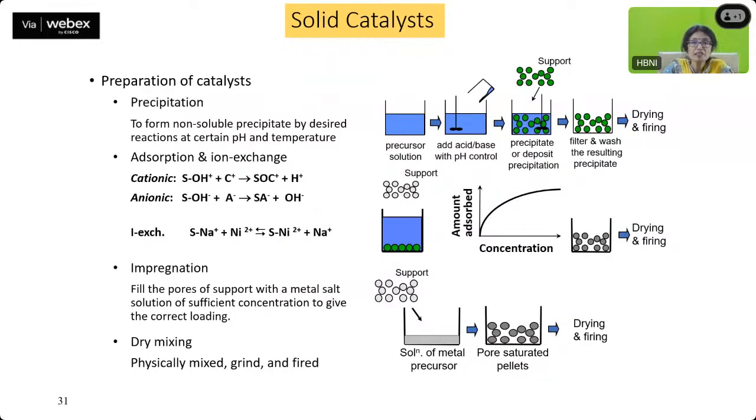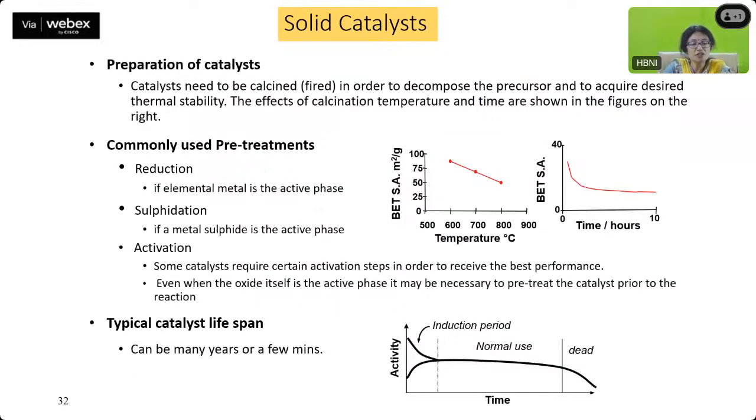So you can prepare these catalysts using different kinds of techniques. You can use the precipitation technique. You can do adsorption and ion exchange. You can have impregnation, where you fill the pores of the support with a metal salt solution of sufficient concentration to give the correct loading. Or you can have dry mixing, where you physically mix them, grind them, fire them. So these are the different methods by which you can prepare these solid catalysts. You remember that the catalyst needs to be calcined or fired in order to decompose the precursor and to acquire desired thermal stability.